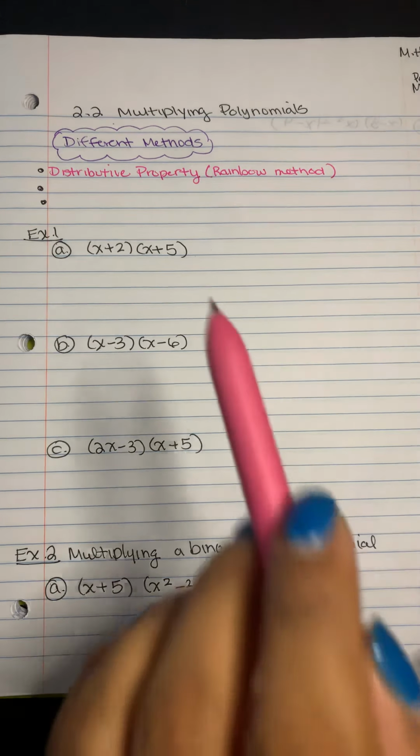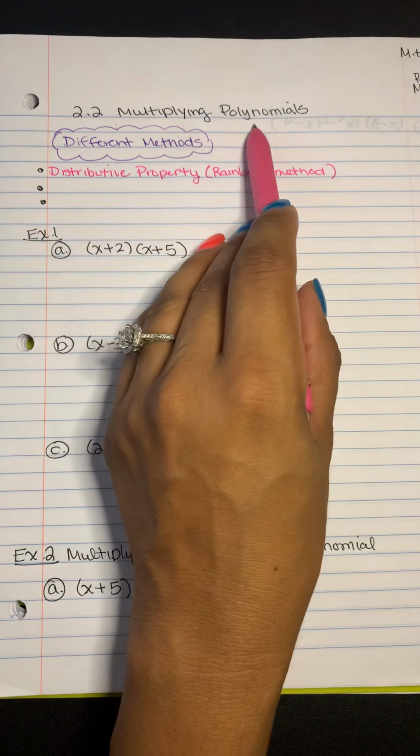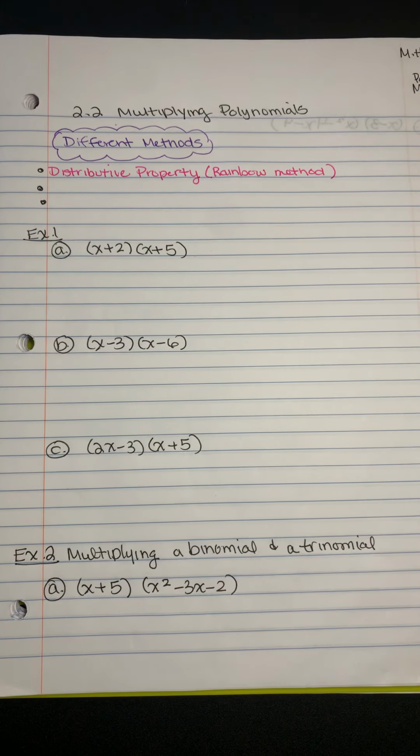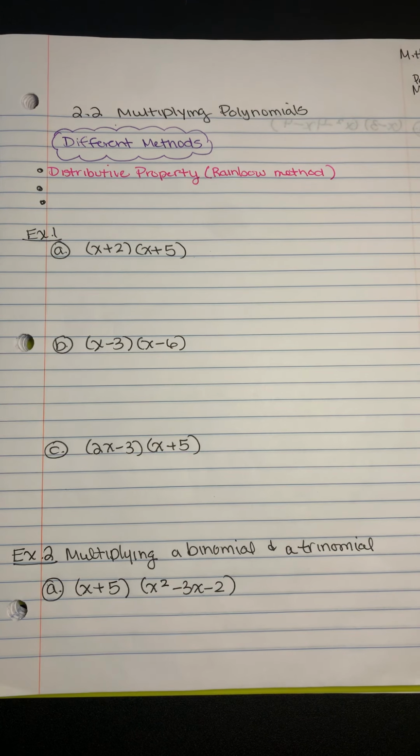Hi students, let's go ahead and get started. Today we are going to focus our attention on 2.2 multiplying polynomials. So the essential question for today is, how do you multiply two polynomials? Make sure you have your title, your name, date, period, so that you get credit for your notes today.